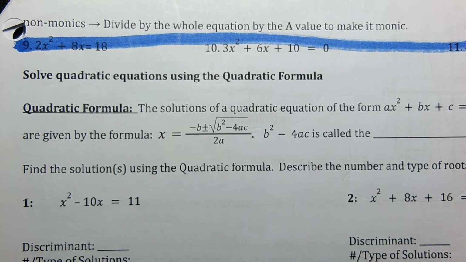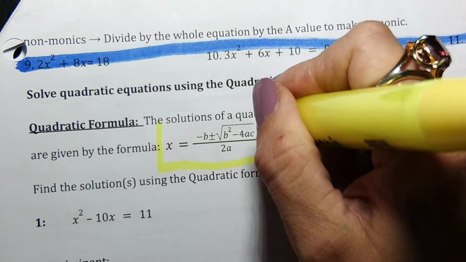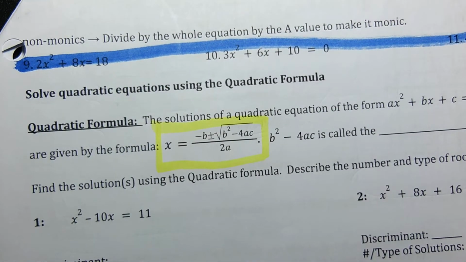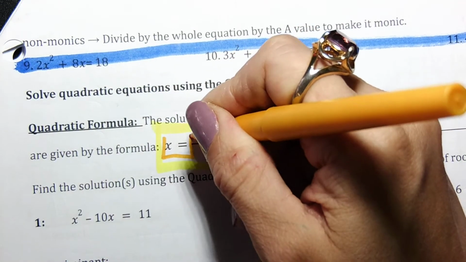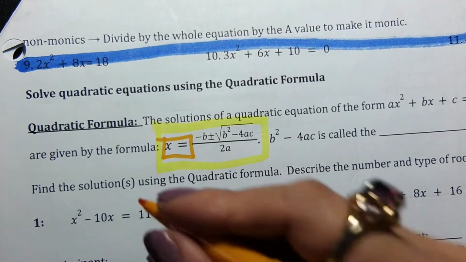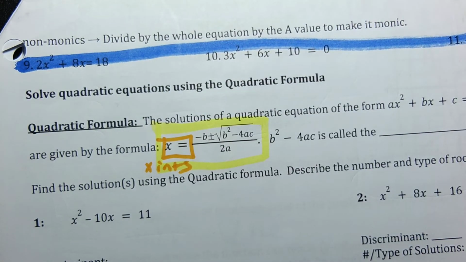So first, this is what the quadratic formula equation looks like. And the only thing that I don't love about the song is it just starts with the quadratic formula is negative b. Really, we need to have the x equals there. The x equals tells us that what the quadratic formula is giving us are the x-intercepts or the solutions. So we got to have that x equals because that's what the quadratic formula is giving us.